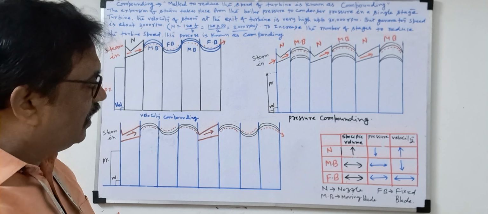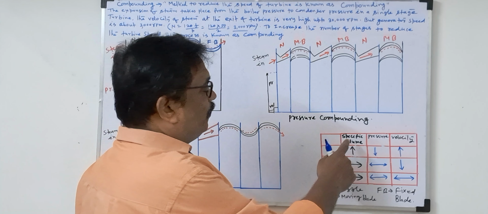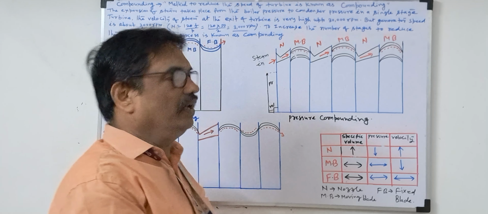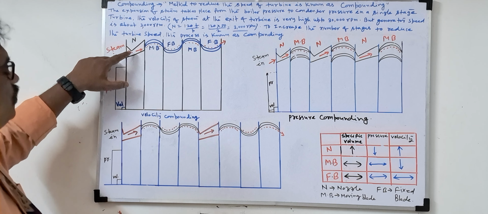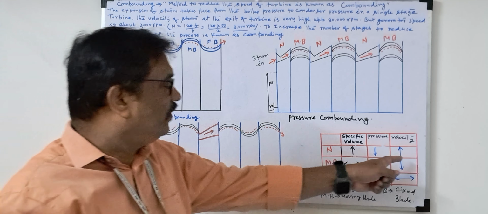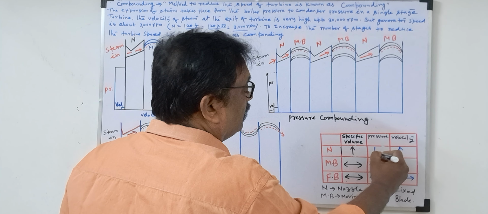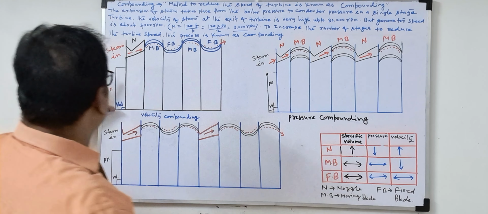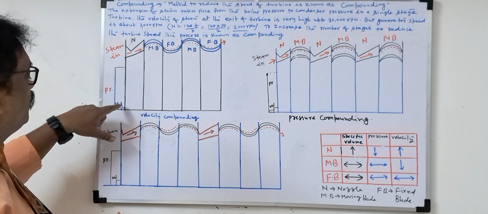Before this, here is the key. If you remember this, you can easily understand the velocity and pressure variations. Specific volume we will talk about later. First, what happens in the nozzle? When the initial steam passes through the nozzle, the pressure will reduce, but the velocity will increase. The downward symbol is decreasing, and this upward one is increasing. When it passes through the nozzle at the inlet of the compounding, pressure reduces and velocity increases.